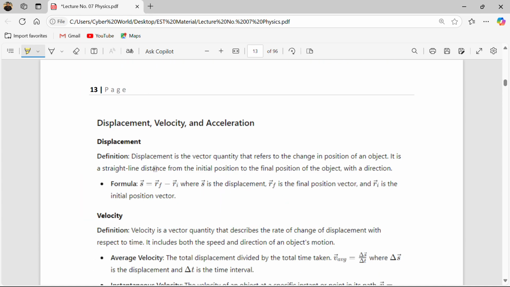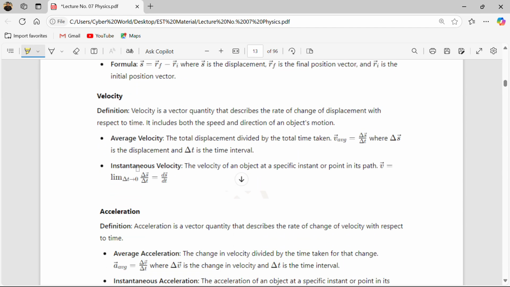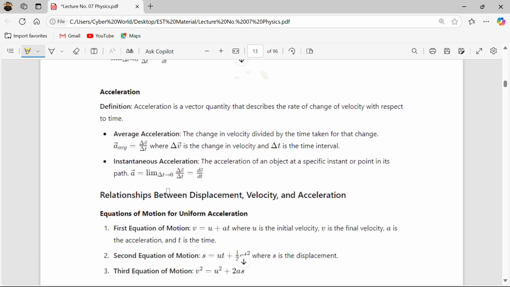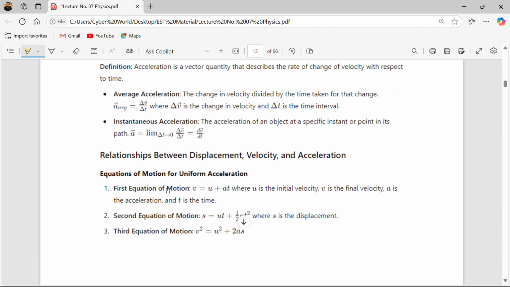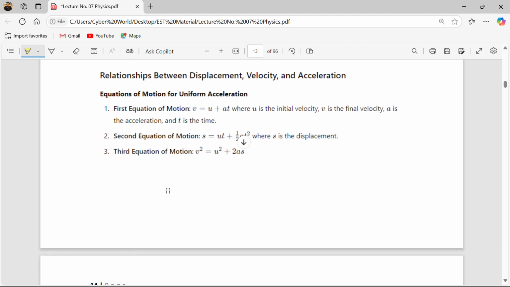So this is now displacement, velocity, and acceleration. We already know that. These are the equations of motion.